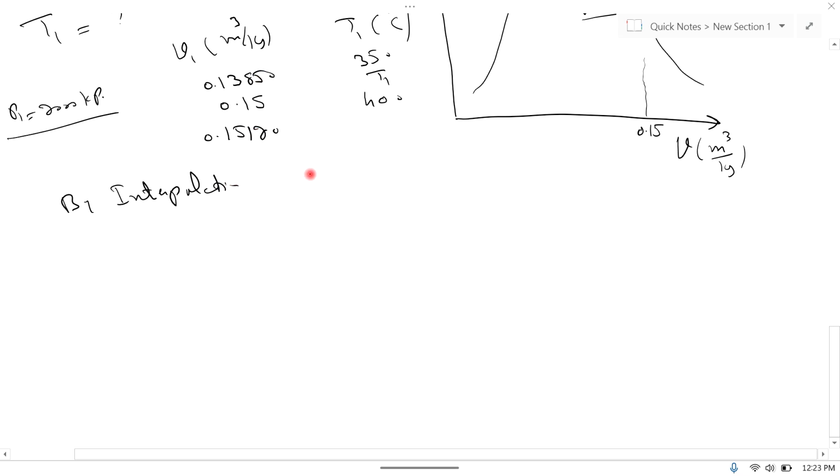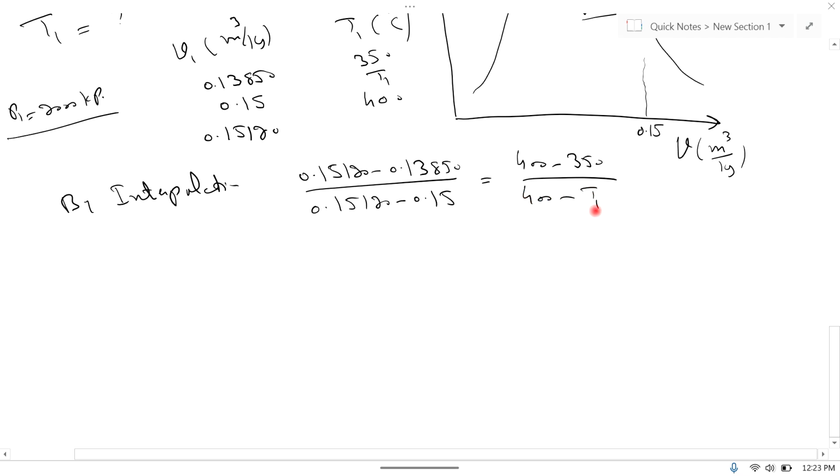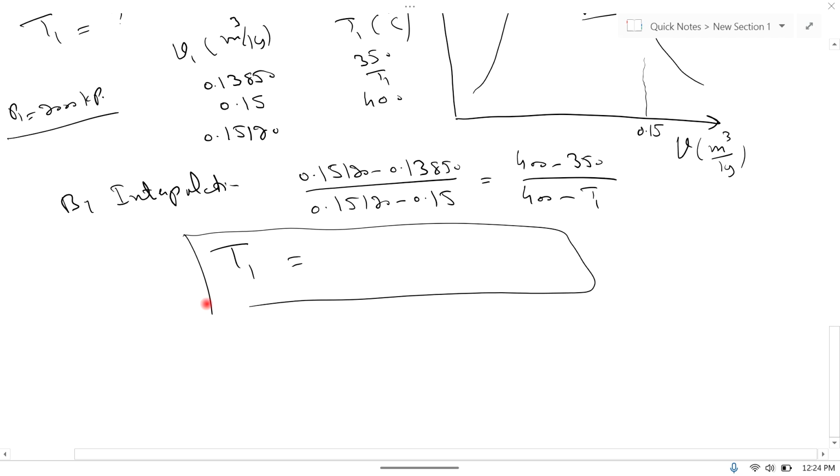So by interpolation, third value minus first value, 0.15120 minus 0.13857, divided by third value minus second value 0.15, is equal to third value 400 minus first value 350 divided by third value minus second value. So if we solve this, T1 will be equal to 395.24 degrees centigrade. So this is the temperature.